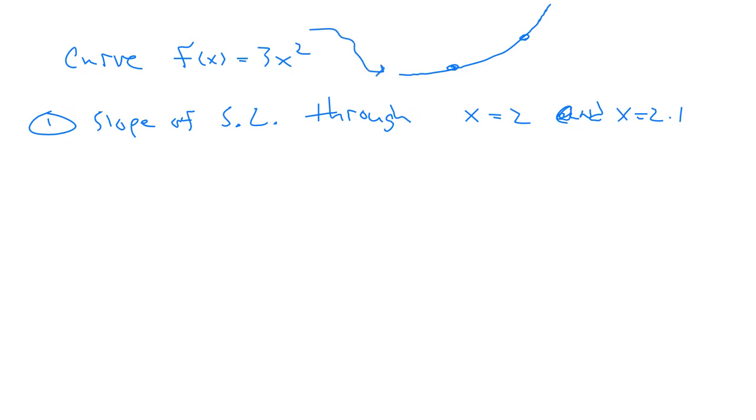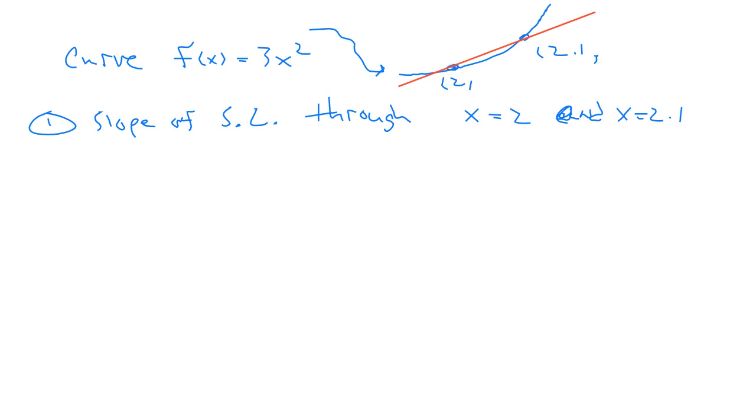So here's this curve in blue, and here are 2 points. Here's a point where x is 2, and over here is a point where x is 2.1. The secant line is this line that I'm about to draw in red that goes through those points. So if I reinterpret question 1, it asks for the slope of the secant line through those 2 points. I just want to know how steep that red line is.